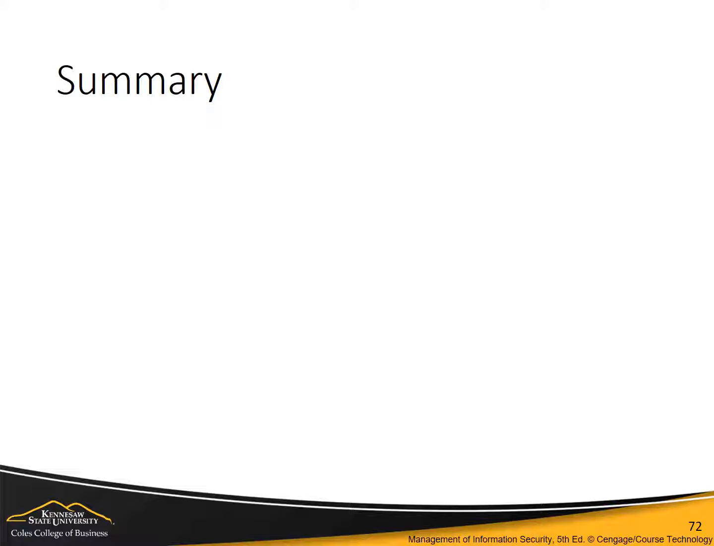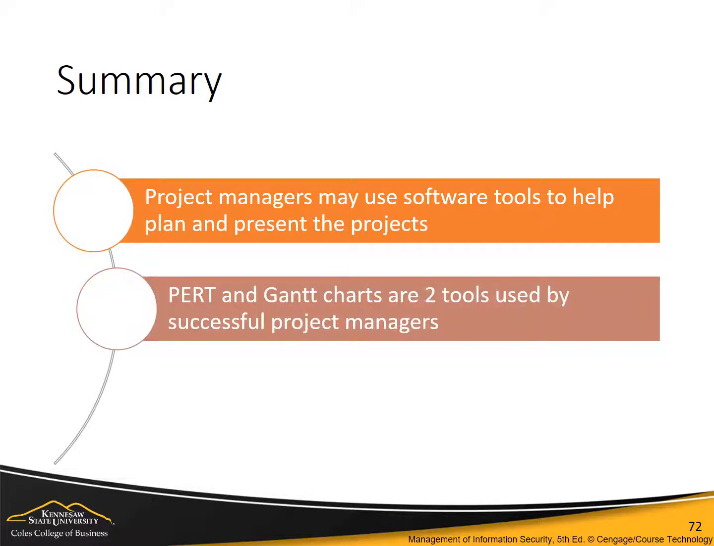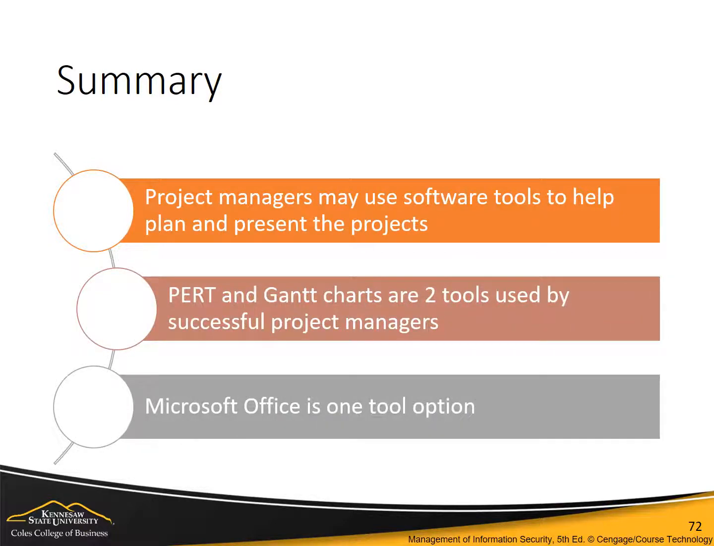In this section, we discuss the tools that project managers may use to help organize tasks, activities, and time. In summary, PERT and Gantt charts are two tool options that may be used by successful managers who want to improve the chances of successfully implementing an information security plan. Microsoft Office is one of the more popular project management tools. There are free versions of project management software as well. Use whatever works given the constraints and culture of your organization.